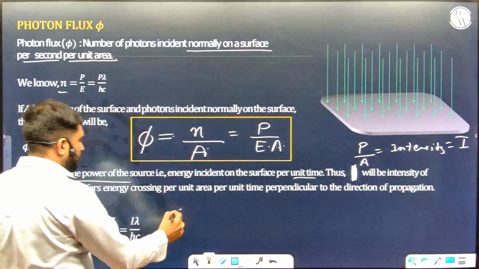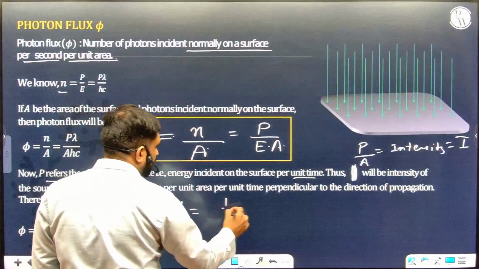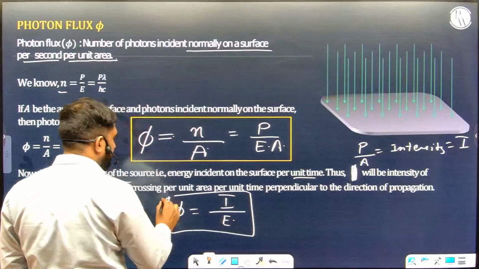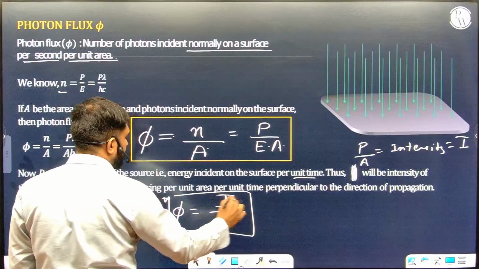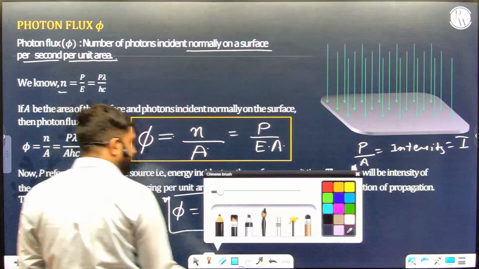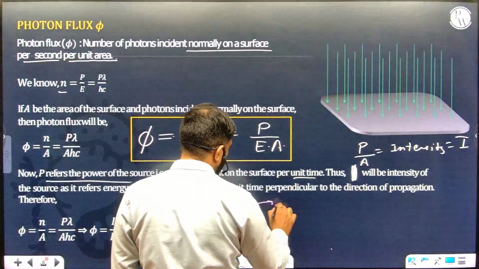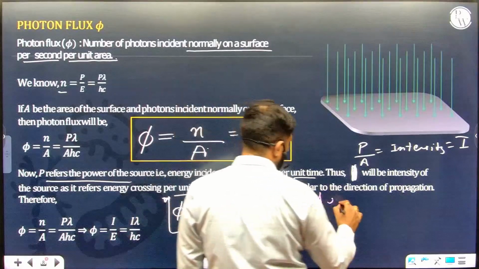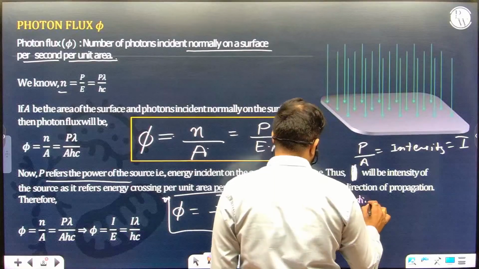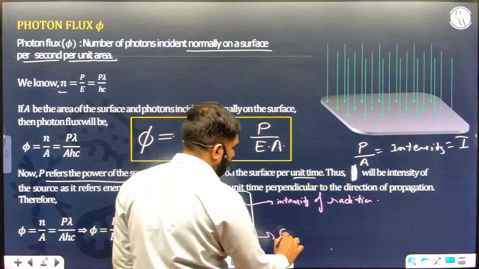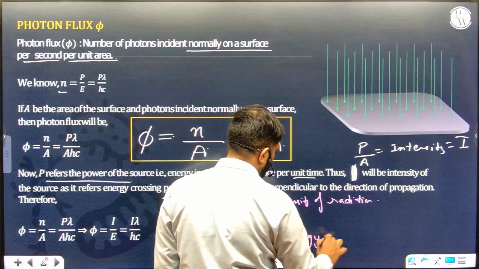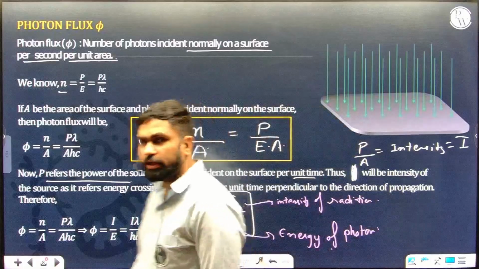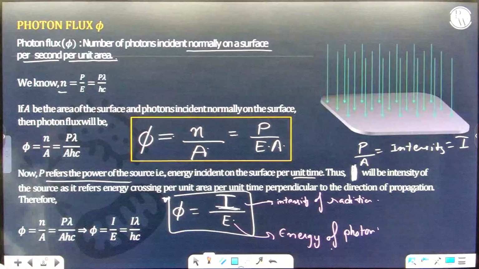And here the photon flux comes out to be I upon the energy. So if I have the intensity and if I have the energy of a photon, then I can easily get the photon flux: intensity of the radiation divided by the energy of the photon. That's how we can get photon flux.